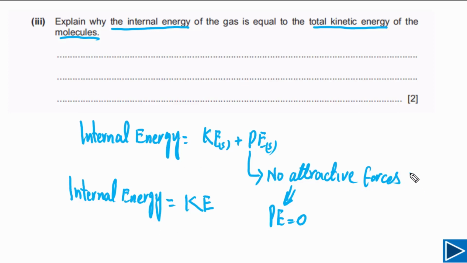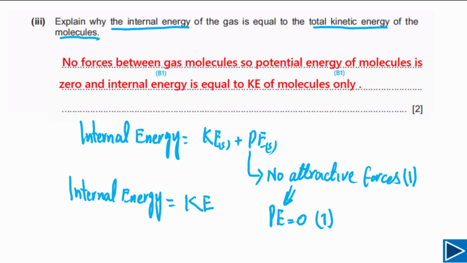The first mark you will get in this case, if you have written no attractive forces between gas molecules, you will get 1 mark, and the second mark you will get if you have mentioned that potential energy of gas molecules is equal to 0. So you will get 2 marks. Now let me show you how you can write down this answer. So this is how you can write down the answer. So first mark is no forces between gas molecules, 1 mark. Second mark, no potential energy of gas molecules. And so these are 2 B marks. So you have to mention these 2 points in your answer.